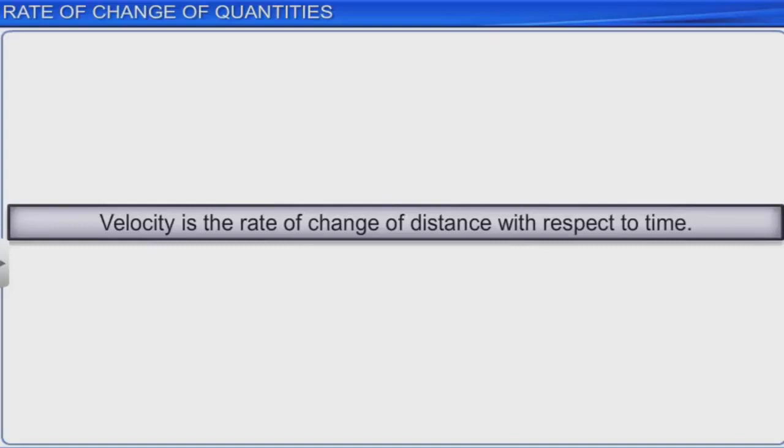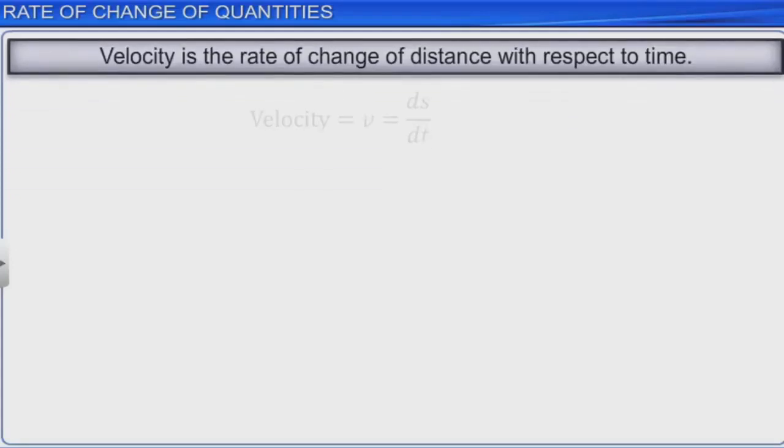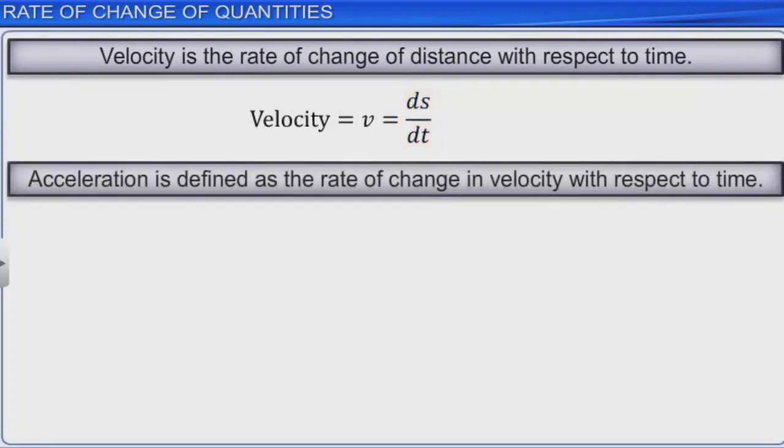Velocity is the rate of change of distance with respect to time. In terms of derivatives, velocity can be defined as ds upon dt. Similarly, acceleration is defined as the rate of change in velocity with respect to time.